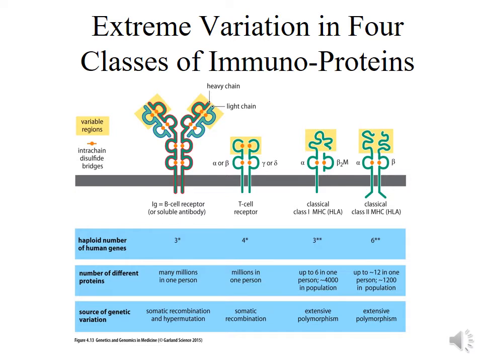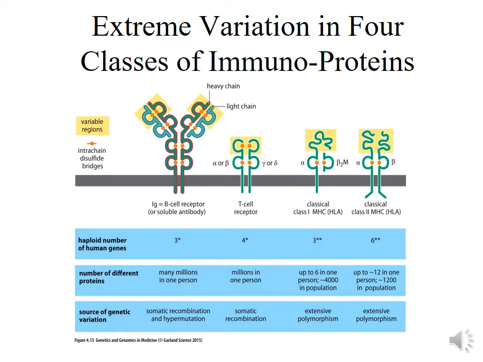major histocompatibility complex, or the MHC complex. And then there are the classical class 1 MHC and classical class 2 MHC proteins. In humans, these are known as the HLA proteins, and these proteins are expressed on the surface of almost all nucleated cells and enable cytotoxic T lymphocytes to recognize and kill host cells that are infected by viruses or other intracellular pathogens. And you can see in this slide where the variation occurs.